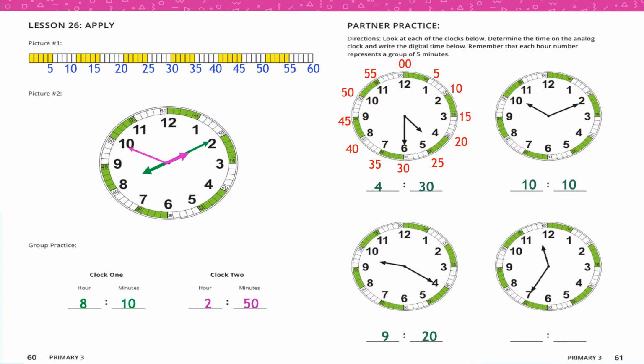In the last example here, we have the short hand between 11 and 12. Which number will we write? 11 or 12? Sure, 11, because it's the smaller number. And the long hand is referring to what? For 7. And 7 means 7 groups of 5. So 7 times 5 equals 35.